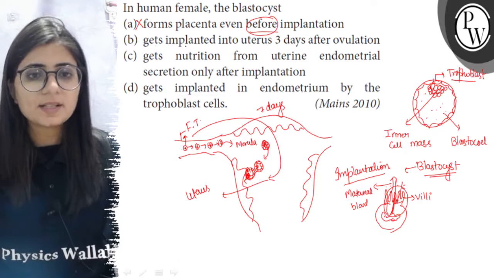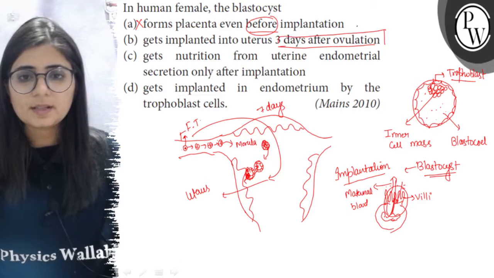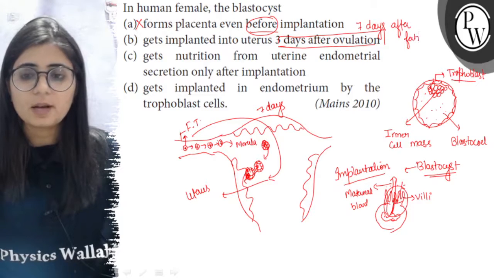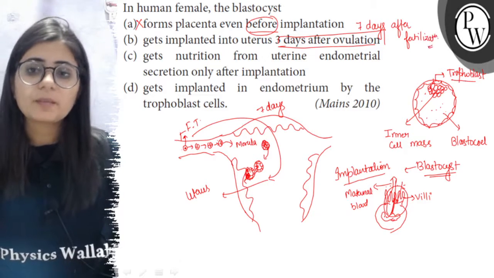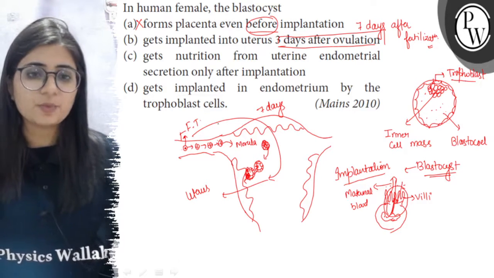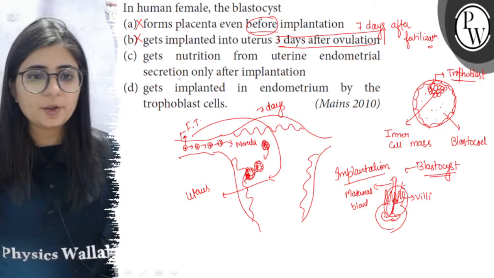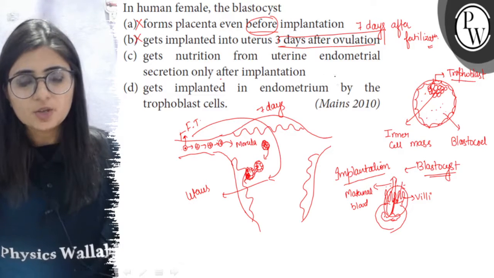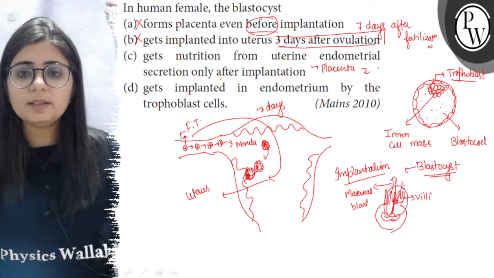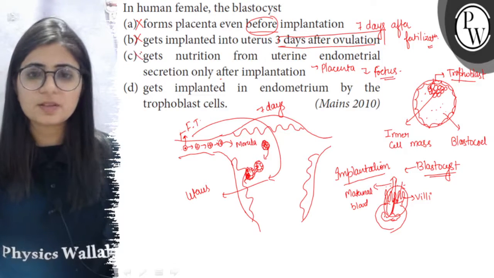Now the second option: it gets implanted in uterus 3 days after ovulation. This is not true. It is about 7 days after fertilization. After ovulation there will be fertilization, and after fertilization it will take about 7 days to be implanted. So this one is not true. The next is it gets nourishment from the uterine endometrial secretion only after implantation. After implantation there will be formation of placenta which will provide the nourishment to the developing fetus. So it is placenta which provides nourishment. So this is not true.